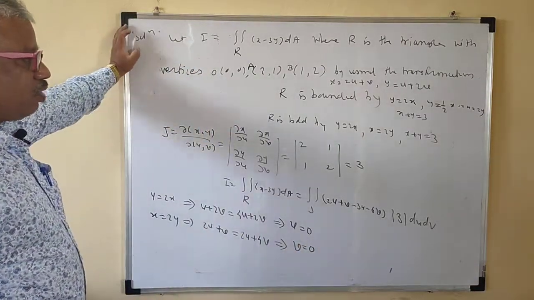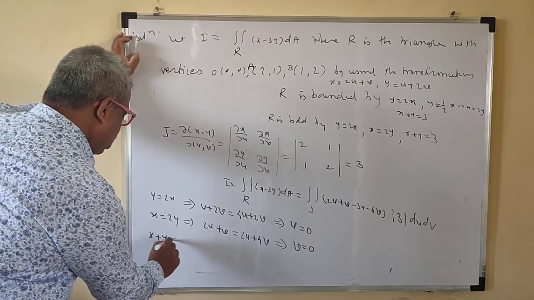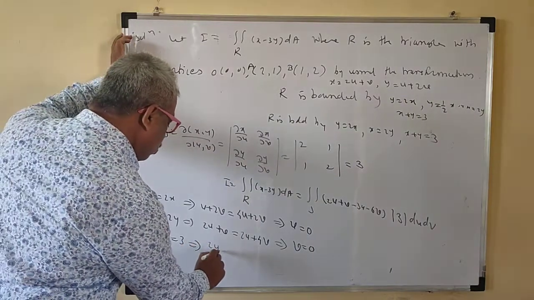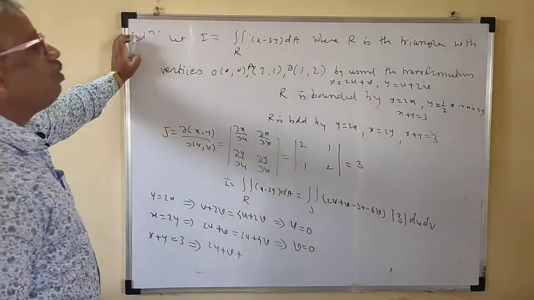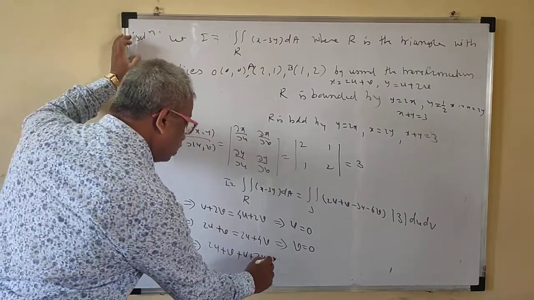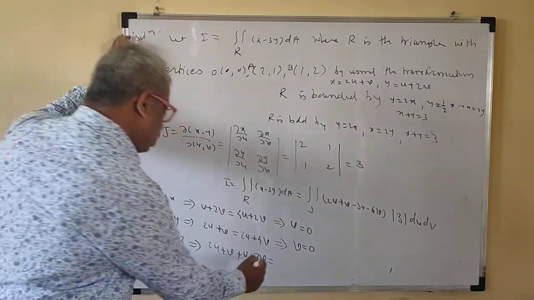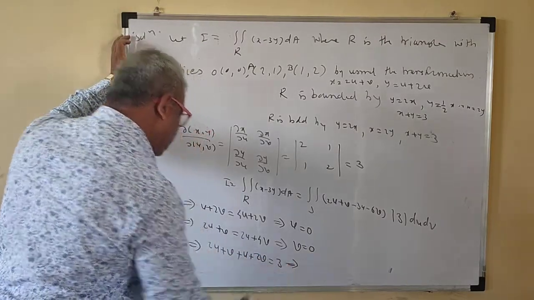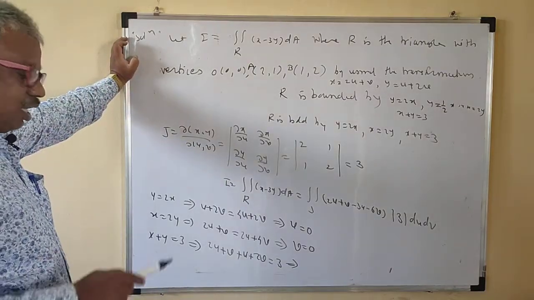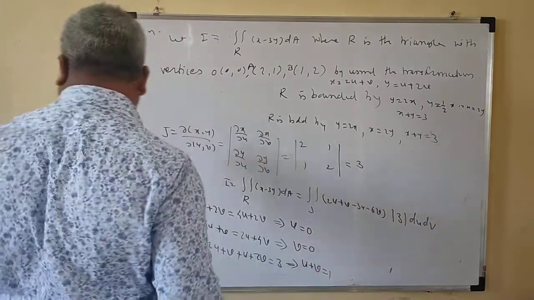Okay, now next is what? X plus y is equal to 3. This implies that, what is your x? Twice u plus v, plus y. Y is what? U plus twice v, is equal to 3. This implies that, so this is what? Twice u plus u is 3u, 3v is equal to 3. Means what? U plus v is equal to 1.